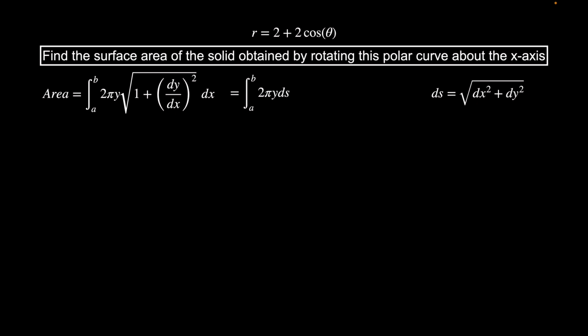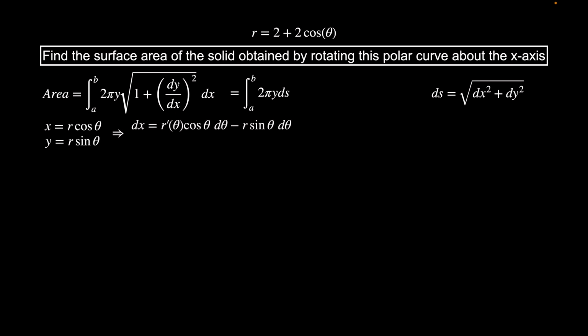Notice in our polar equation, r equals 2 plus 2 cosine theta, I don't have x or y anywhere in there. That is an equation in polar coordinates. So what I need to do is convert my ds into polar coordinates. I'm going to do that by switching x and y into polar coordinates.